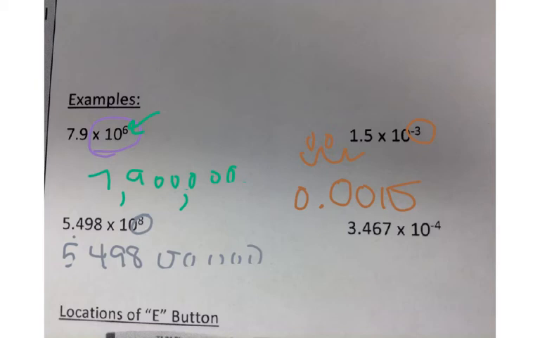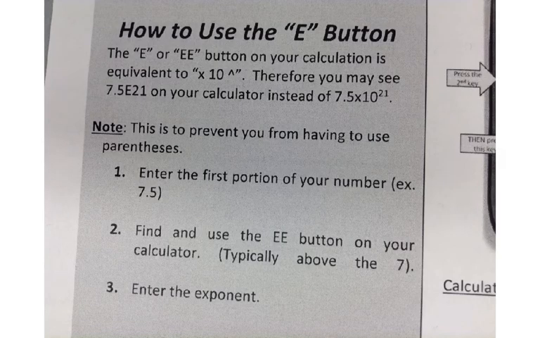0.0015. For the next one, I'm going to move it over 4. So it would be 1, 2, 3, 4. So I would have 0.000347. So that's how you convert between standard and scientific and standard. That should really be review.